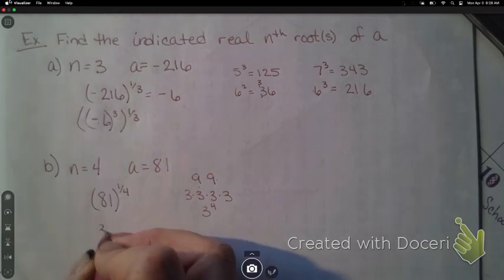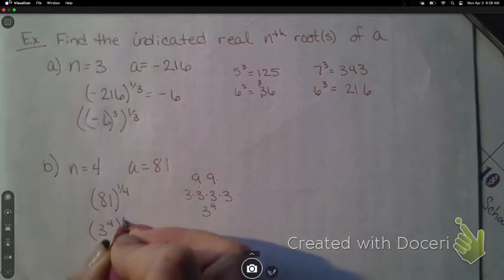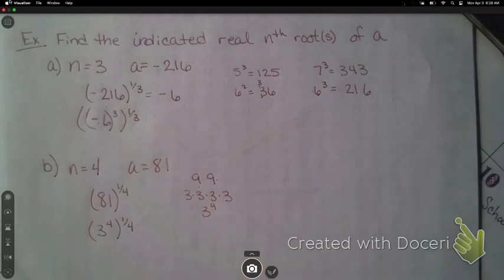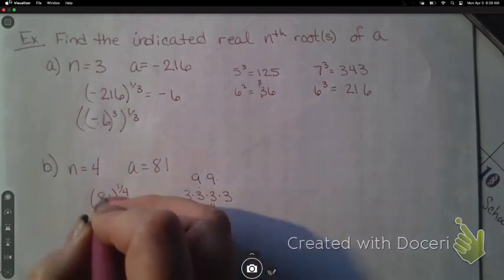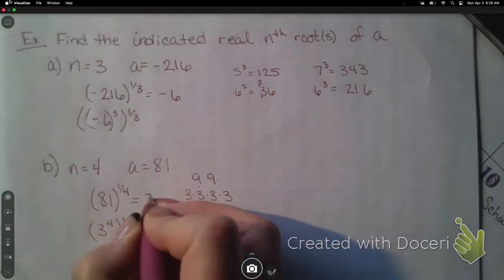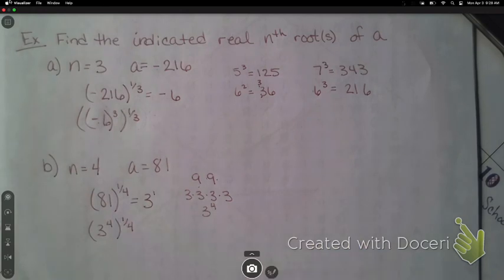So I have 3 to the 4th to the 1/4. See how that worked? So what's a fourth of 4? 1. So 81 to the 1/4 equals 3 to the first. Do I need to write the first? No.